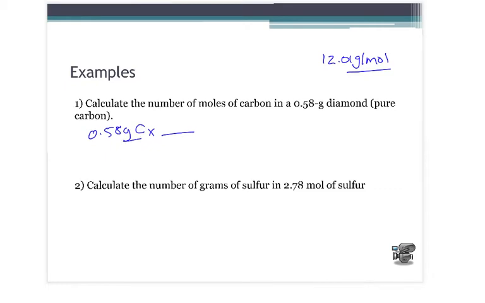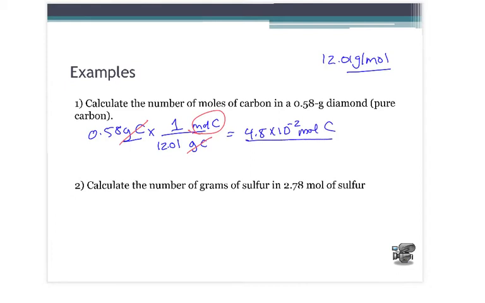Since grams is on the top here, grams of carbon is going to go on the bottom, and moles of carbon is going to go on the top. For every 1 mole, we have 12.01 grams of carbon. The grams of carbon cancel out, and we're left with moles. So you end up with 4.8 times 10 to the negative 2 moles of carbon.